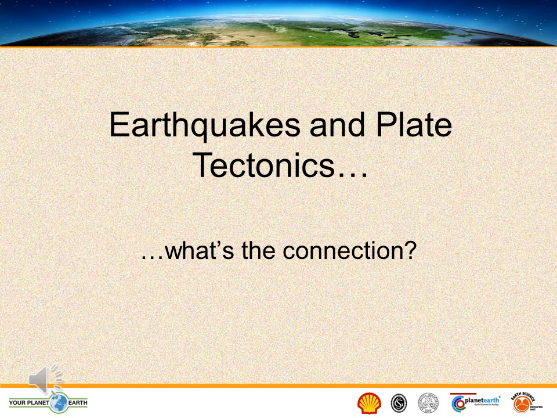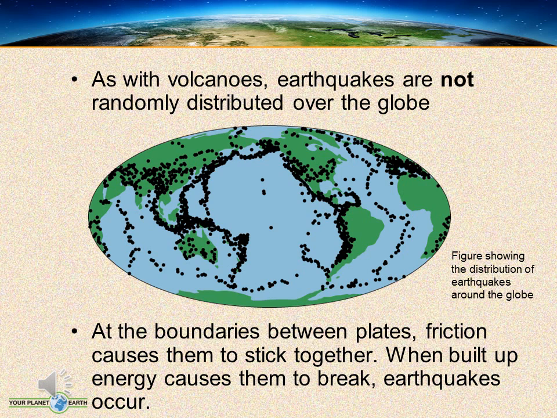We have seen the connection between volcanoes and plate tectonics. Is there a connection between earthquakes and plate tectonics? The black dots on this map of the world depict where earthquake activity is occurring. You can see that, as with volcanoes, the earthquakes are not randomly distributed around the globe. Instead, they occur in linear patterns associated with plate boundaries. Note, this diagram of earthquake distribution closely resembles the Pacific Ring of Fire distribution of volcanism.